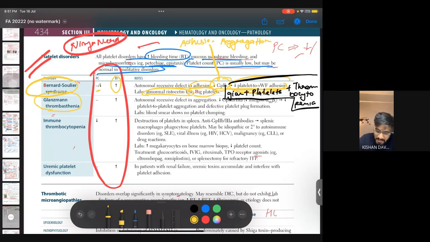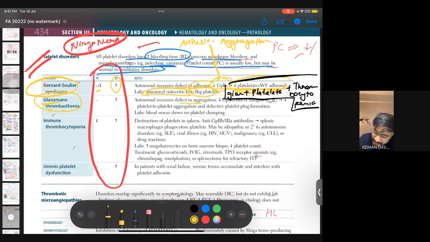Sometimes what happens is they won't give you Glanzmann. They will just give you thrombasthenia. So you don't have to confuse yourself. Anywhere, if in Step 1 the question is asking about thrombasthenia, you should think about Glanzmann thrombasthenia, not anything else. Okay, so let's see what is happening here.